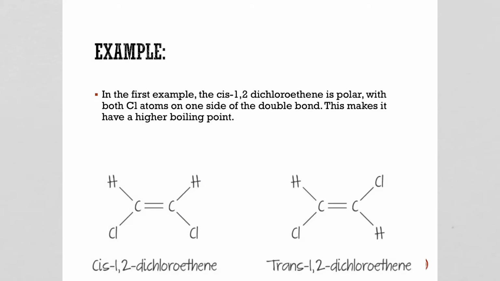Let's look at another example. This one is ethene, but it's dichloroethene. In the cis conformation, both of the chlorines are on the same side of the double bond, which will cause them to have a more negative dipole than the other side. This makes the molecule polar and gives it a higher boiling point than the trans configuration, where they're across the double bond, making it non-polar with a lower boiling point.